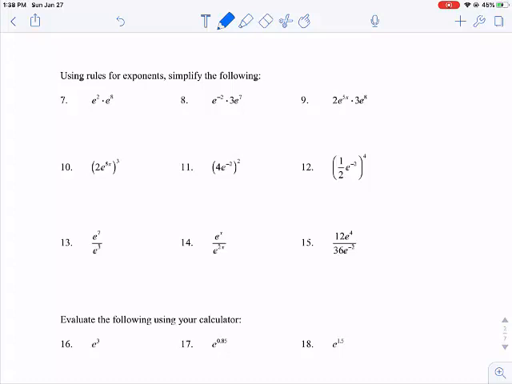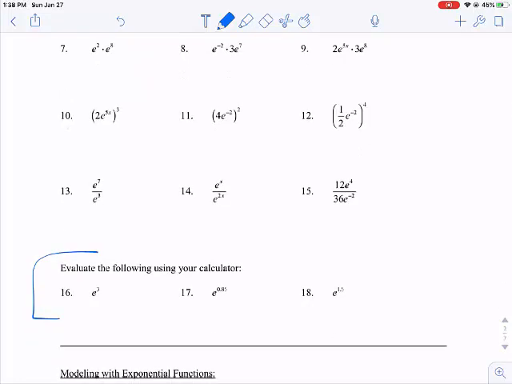I do not want you to evaluate. I want you to save that step for numbers 16 through 18. So again, do not press the buttons in your calculator for numbers 7 through 15. Just work with the exponents and simplify those. However, for numbers 16 through 18, please use your calculators and evaluate them to find a numeric value of e to whatever power that is.